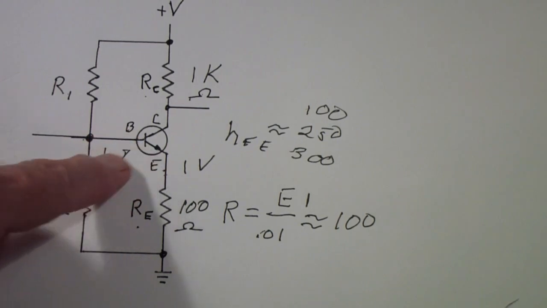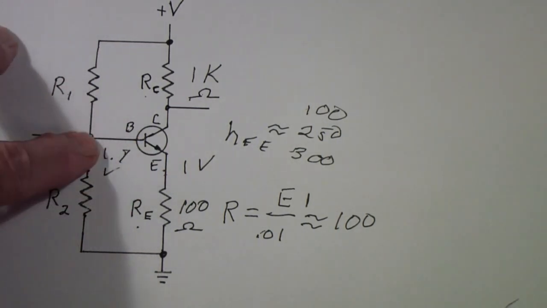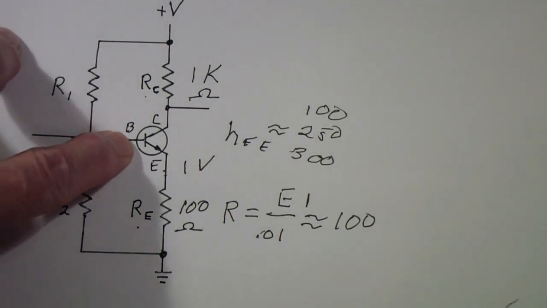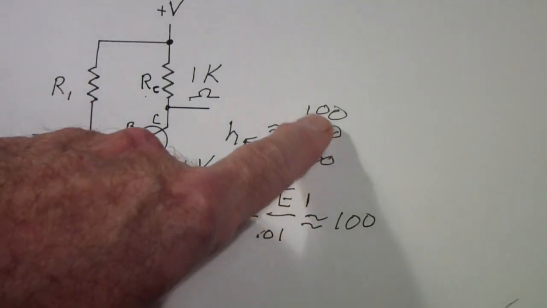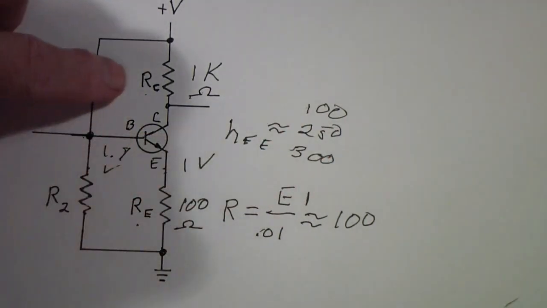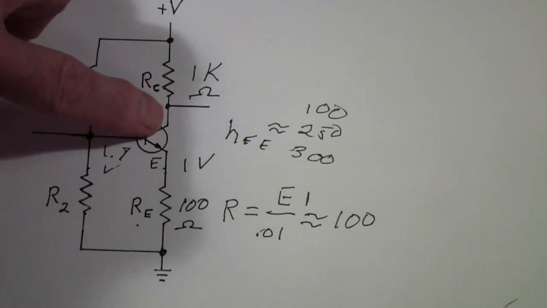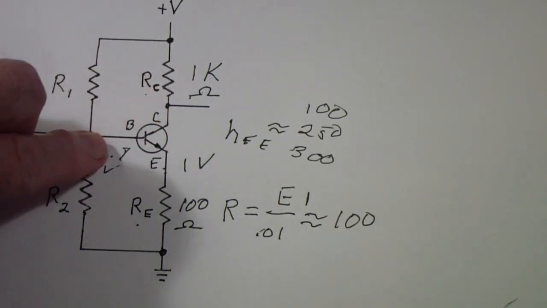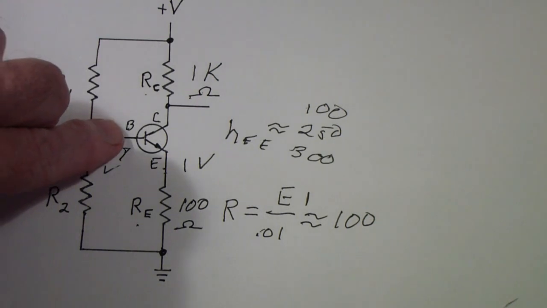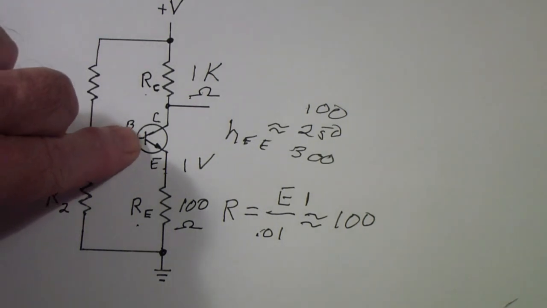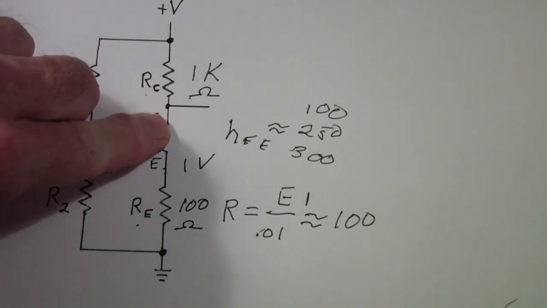The current gain means if I put in 1 milliamp into the base and the gain is 100, that 100 milliamps will flow in the collector. That's the current gain. It's the relationship between the base current and the collector current.